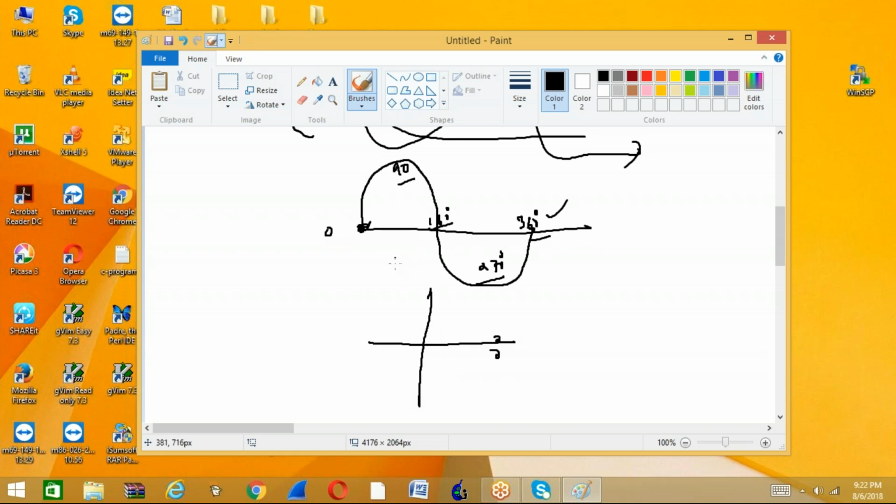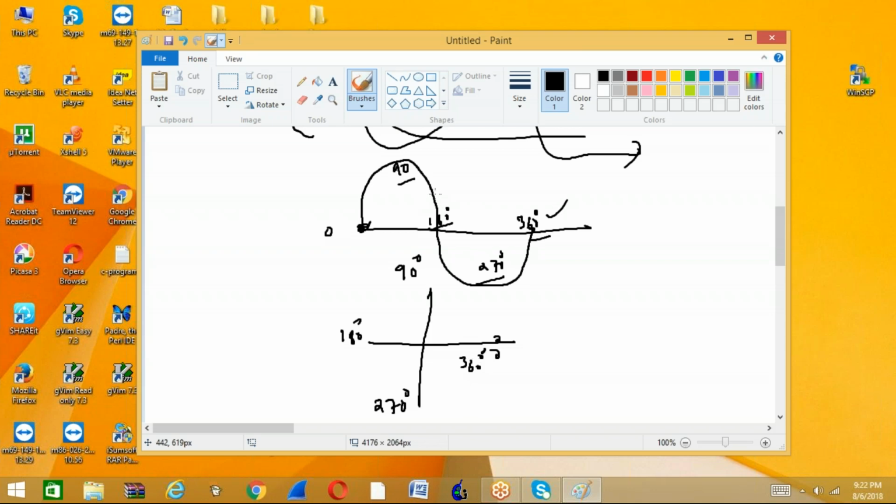I am calling this as 0, 90, 180, 270, back to 360. Both are the same, right? So a cycle can be represented this way or that way.